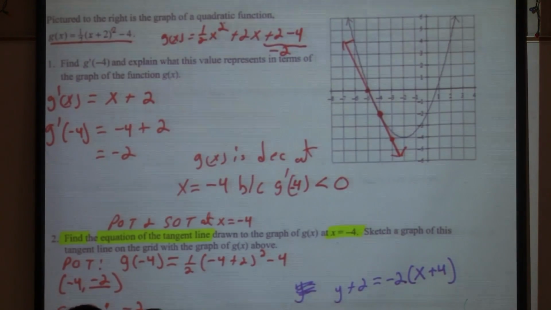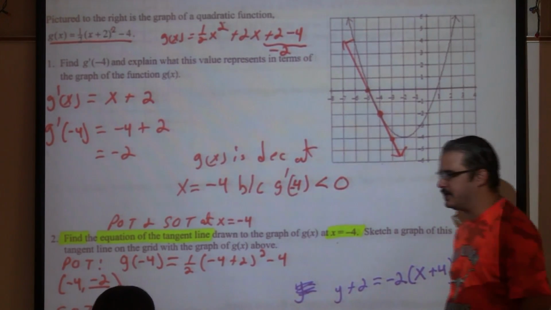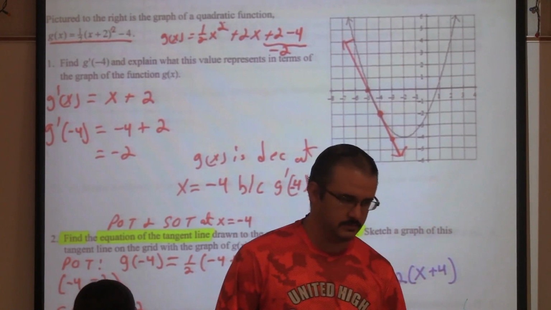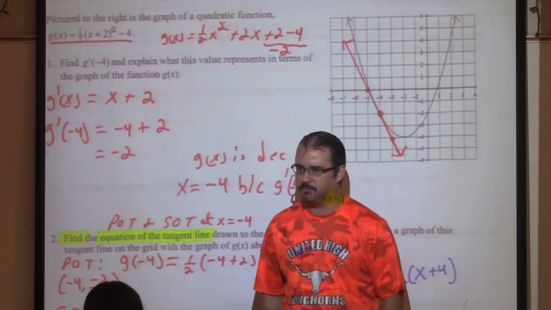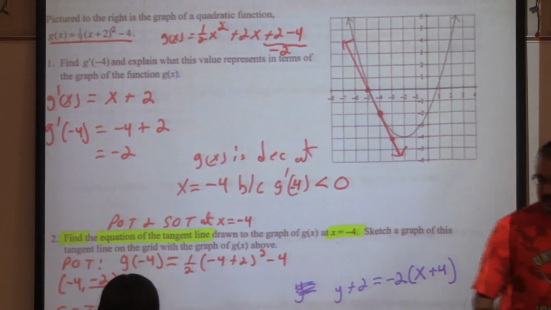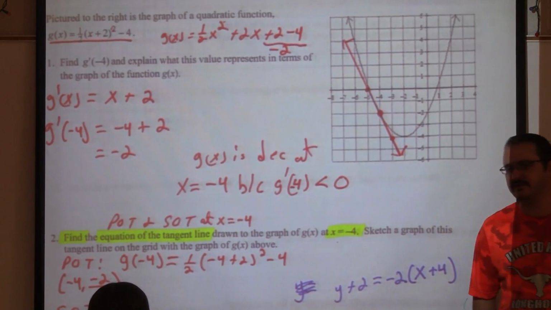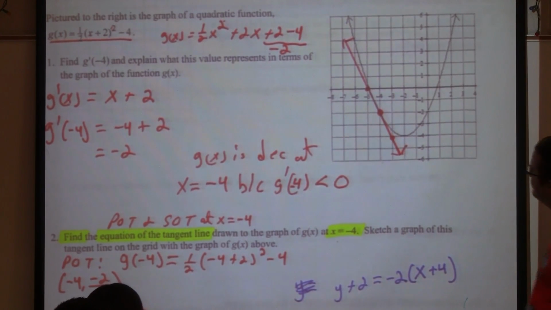Is that tangent line really close to the curve? Yes. Would it be really close to the curve at negative 3.9? Yeah. Would it be really close to the curve at negative 4.1? Yes. Okay. Is it on top of the curve or is it under the curve? Under the curve. Okay, cool. Alright.